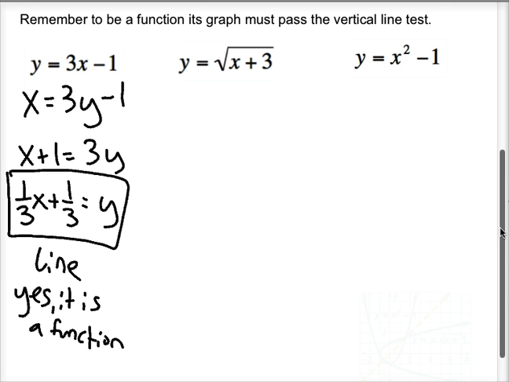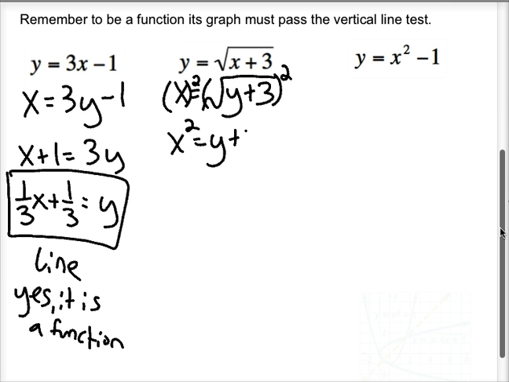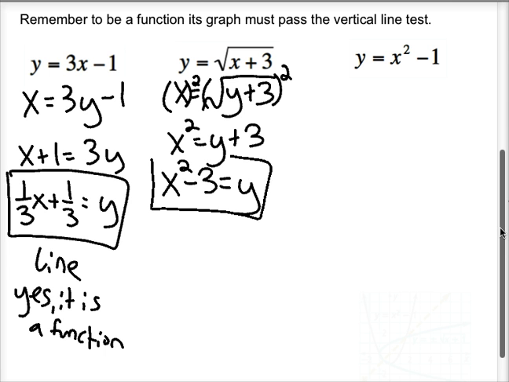Let's take this one. Switch x and y. Square both sides to get rid of the square root. And now I'm going to subtract the 3. So here is my inverse. Now I want you to picture that. You should know that is a quadratic. Okay, you should know that this is a parabola. Any squared polynomial is a parabola. You should know parabolas are functions. So yes, this inverse, yet again, is a function.